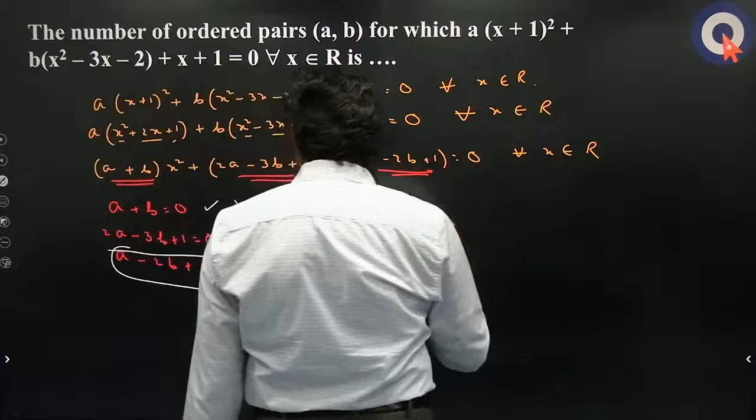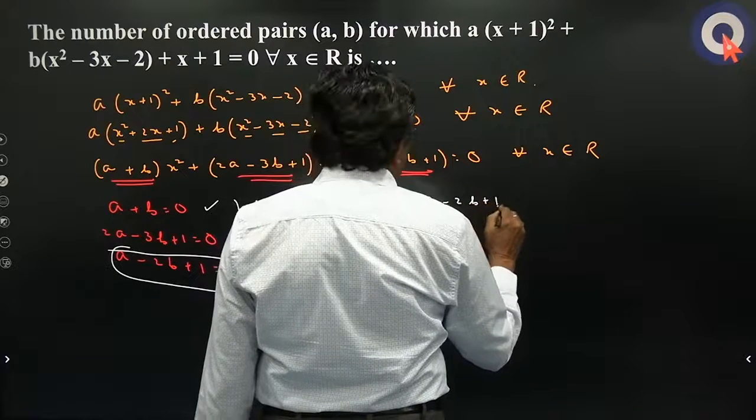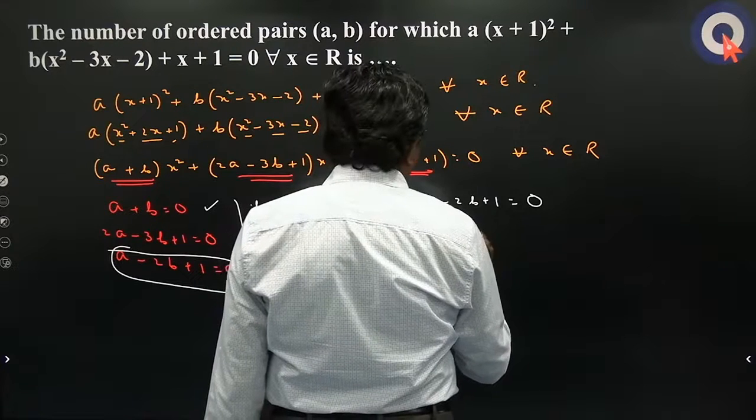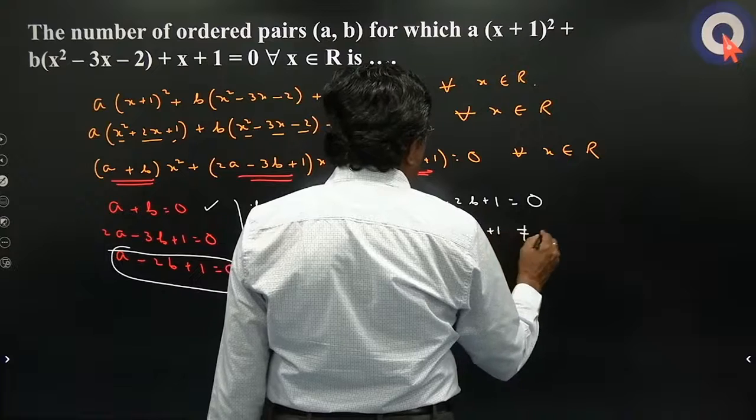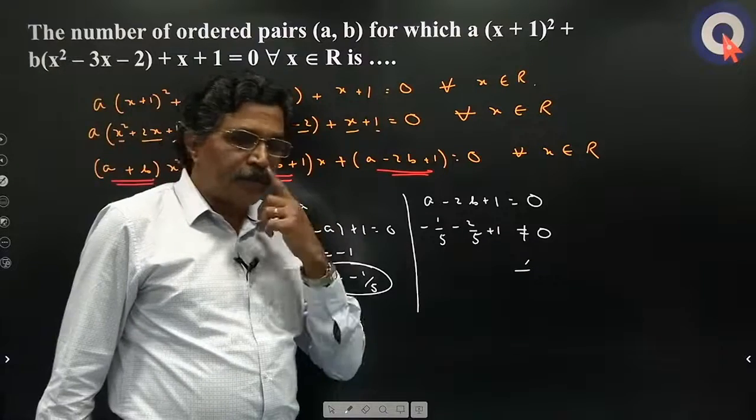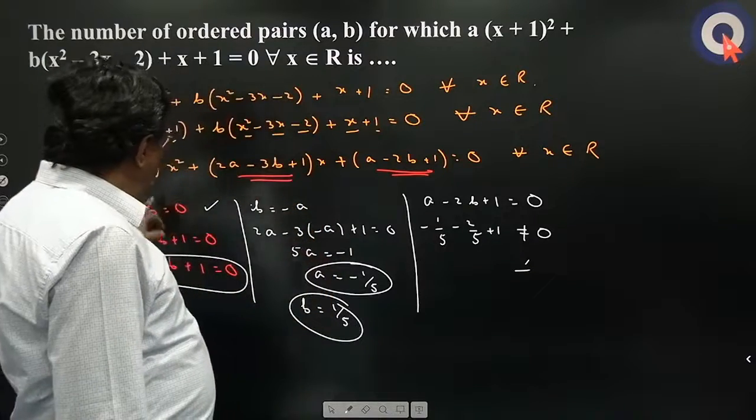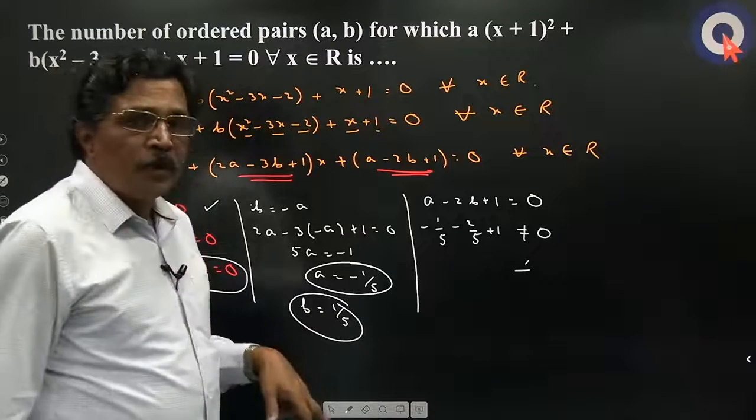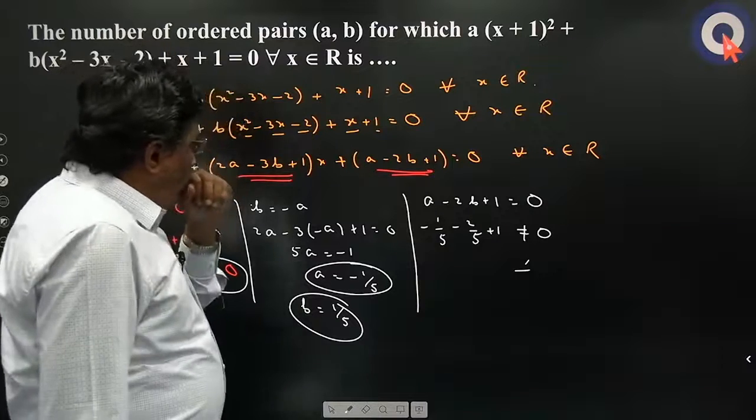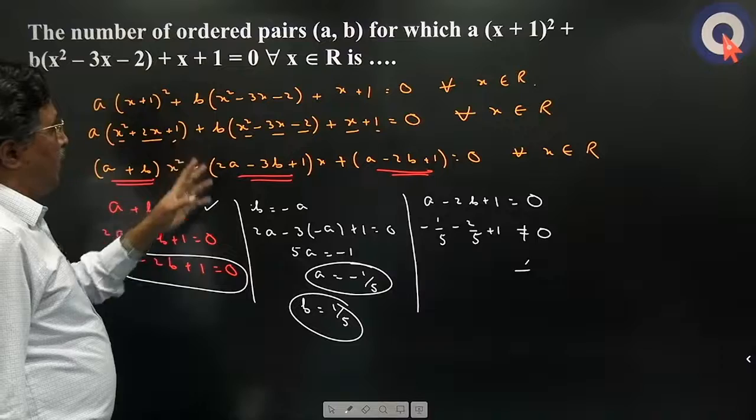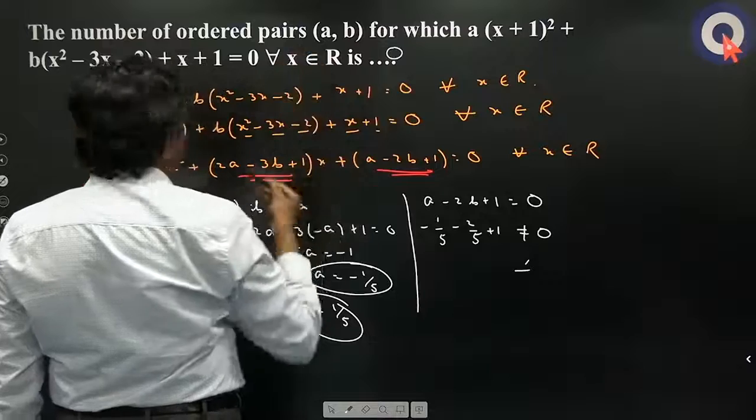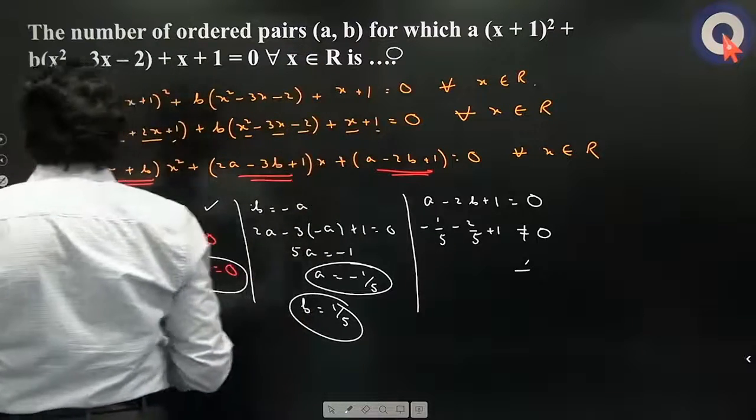So you can see a - 2b + 1 = 0, with a = -1/5, b = 1/5. So -2/5 - 1/5 + 1, and this cannot be equal to 0. Therefore, there is no ordered pair (a, b) which can make these three equations simultaneously 0. So therefore, there is no way for this equation to vanish identically. So there are no ordered pairs, which means the answer that you have to tell is 0. Now how many ordered pairs? 0 ordered pairs. It's not possible. Hope it is understood.